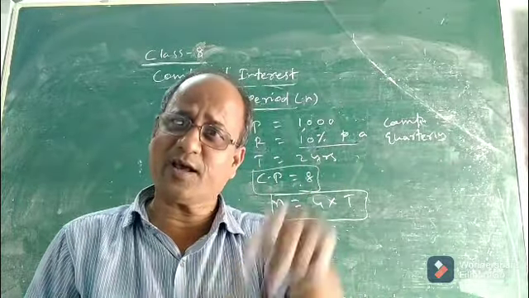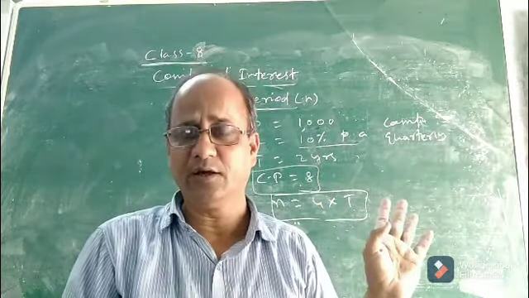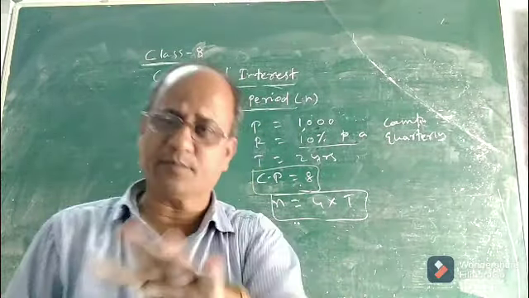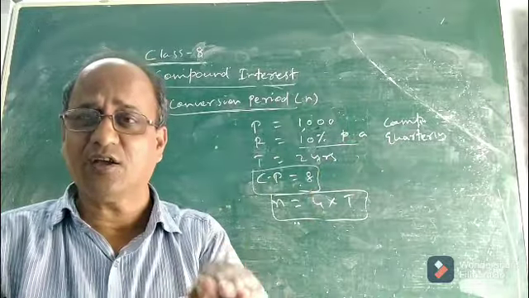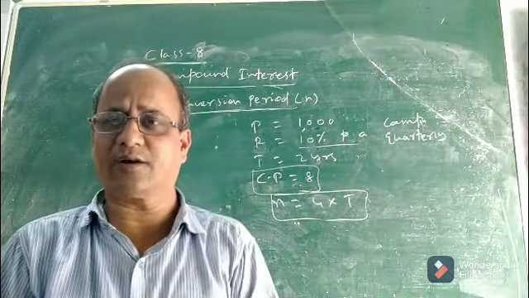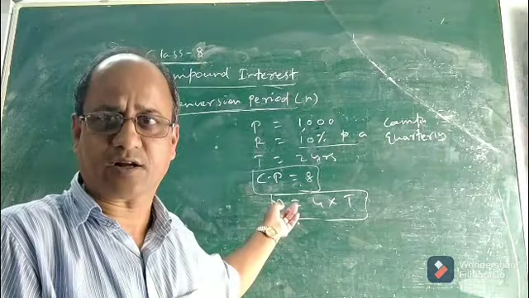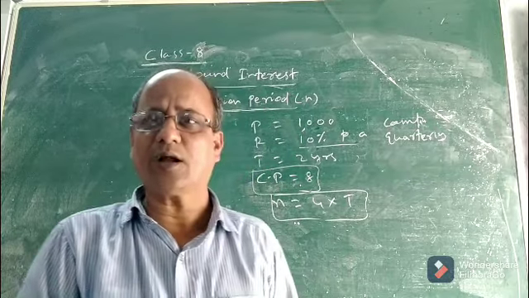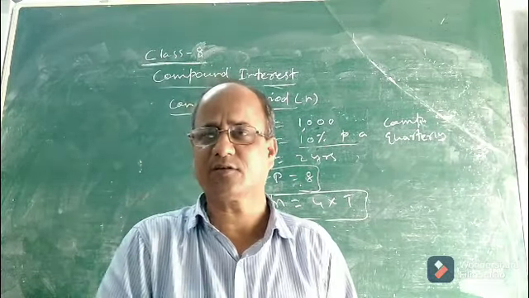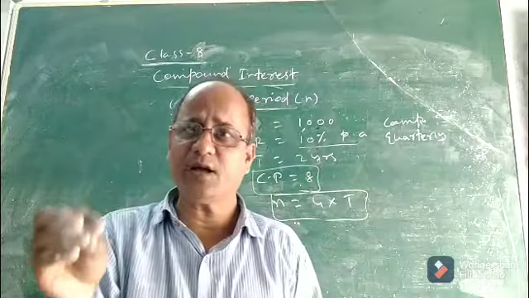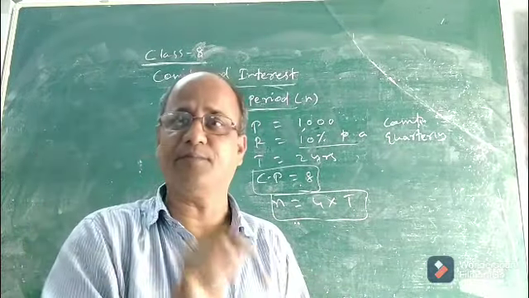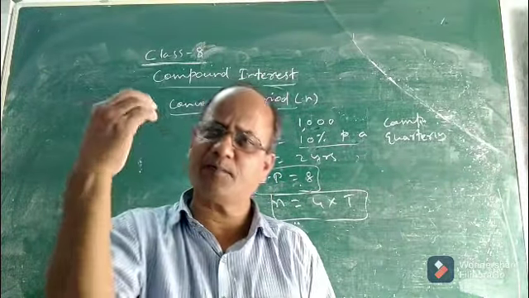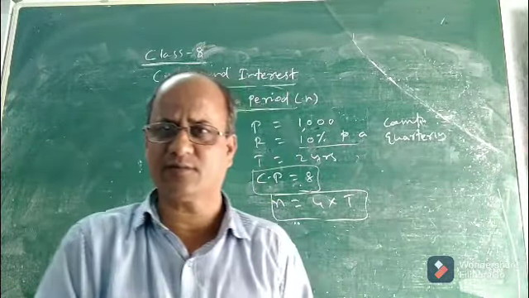Time period and conversion period are same only if interest is compounded annually. But if interest is charged half yearly or quarterly, they are totally different. And how they are different, I discussed now. So conversion period is the number of times. If someone asks you, what do you mean by conversion period? You can say, sir, it is how many times interest is compounded for a given time period. For a given time period, the number of times interest is compounded or charged or payable, whatever you say, is known as the conversion period.